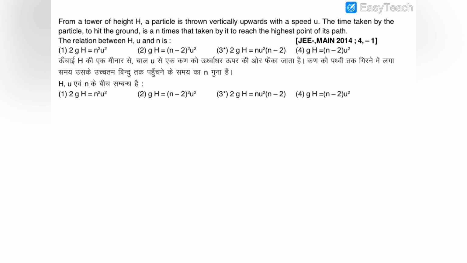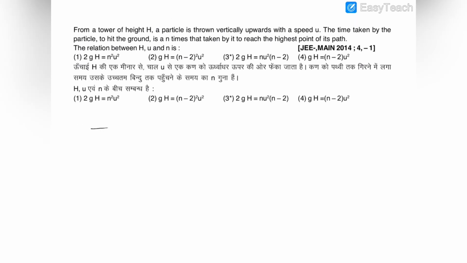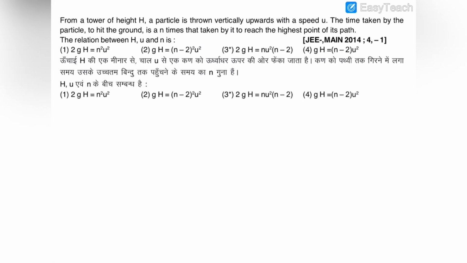In this problem, you can see that from a building of height h, a particle is thrown vertically upward with a speed u. The time taken by that particle to hit the ground is n times the time taken by that particle to reach the highest point. So we have to find out the relation between h, u and n. So let us see, there is a particle which is thrown from a building of height h in the upward direction with velocity u. So the total time taken by the particle to reach the ground is equal to n times the time taken by the particle to reach the highest point.